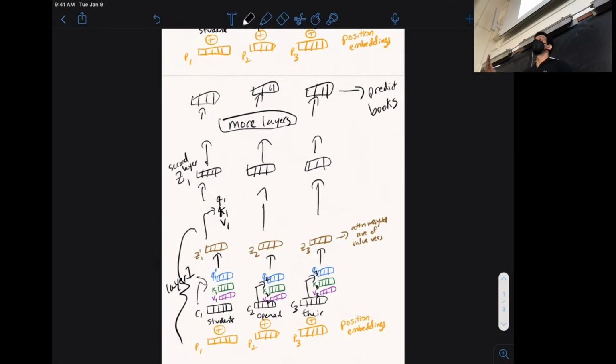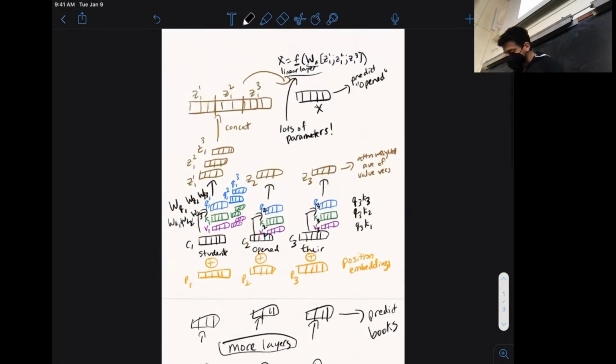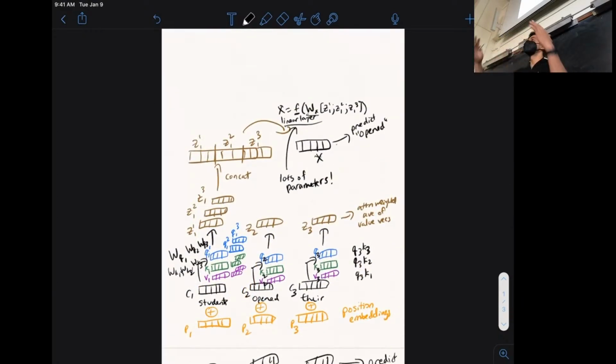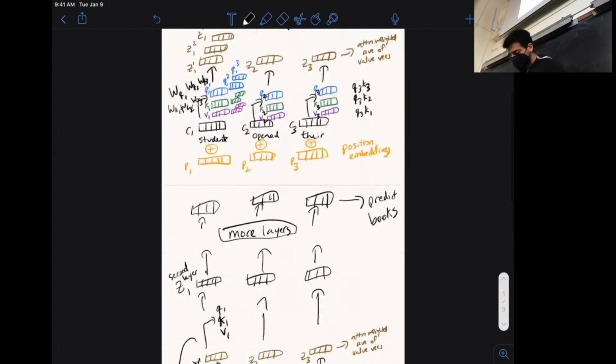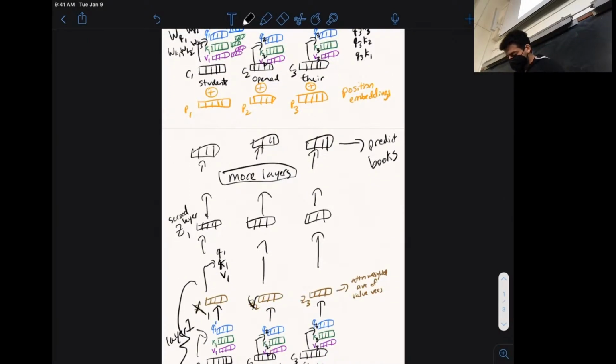You have multiple heads also, which I haven't drawn here. But in the multi-head attention, this is actually the X matrix. That's the result of the concatenation and the feed-forward layer. Maybe I'll write that here. So this is X21. Okay, it actually kind of works here. Anyway, so this is how we make these models bigger.